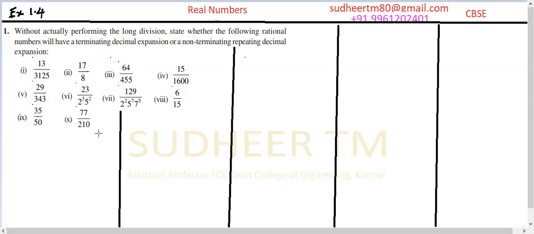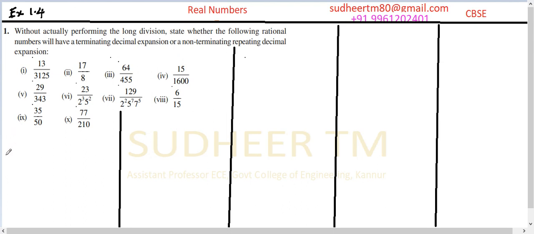Question number 1, exercise 1.4, real numbers. Without actually performing long division, state whether the following rational numbers will have a terminating decimal expansion or a non-terminating decimal expansion. Okay, let us consider the first case.